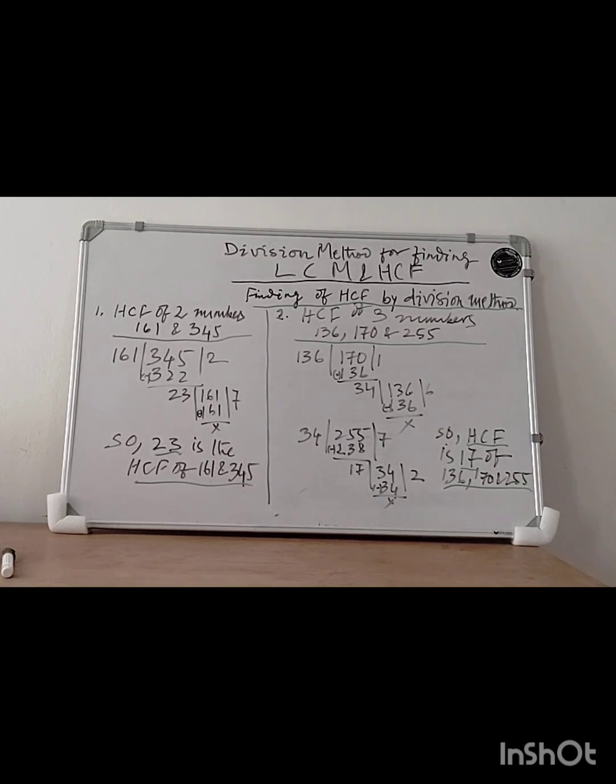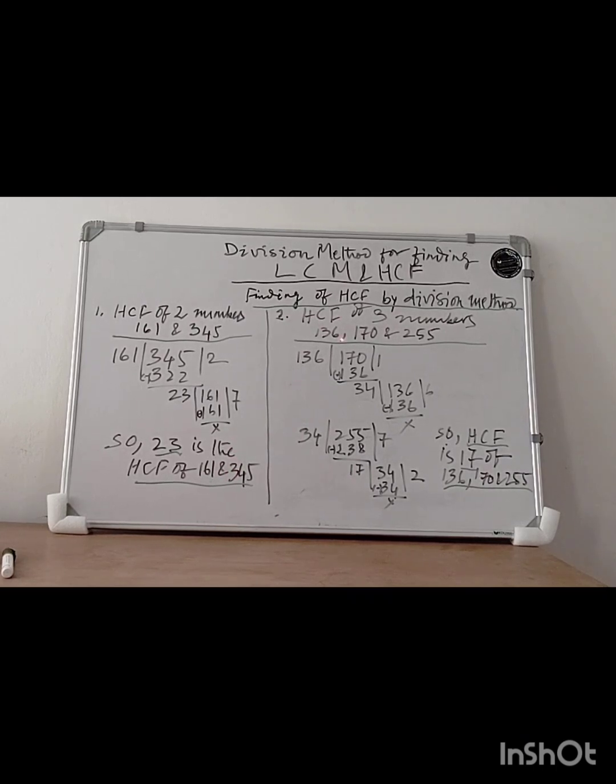So if you are dividing, it comes to 322. So subtract 322. When you multiply 161 by 2, you get 322. So on subtracting you get 23, and this 23 now becomes the divisor. So you divide 161 by 23. If you multiply 23 with 7, you get 161 directly. So the remainder is 0. Therefore 23 is the HCF of 161 and 345.